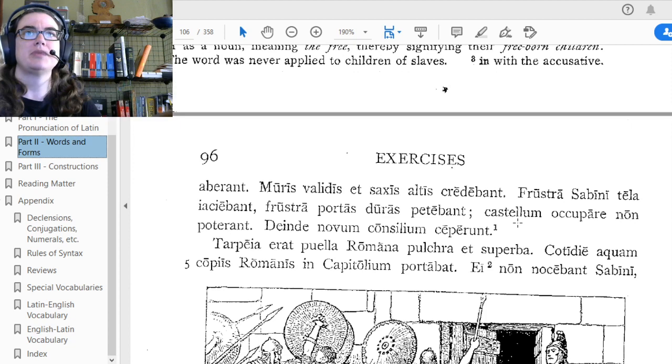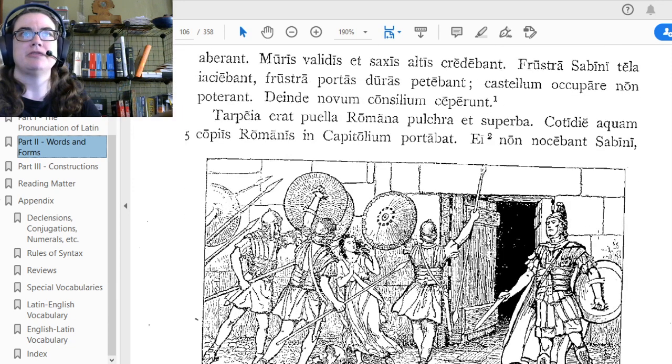So anyway, they believed in, credebant, their dative. You believe in your dative. So they were believing in the strong walls. Muris is not many, it's walls. In their strong walls and their high rocks. And it's a pretty sheer cliff on the Capitoline sometimes, so they thought they were safe.